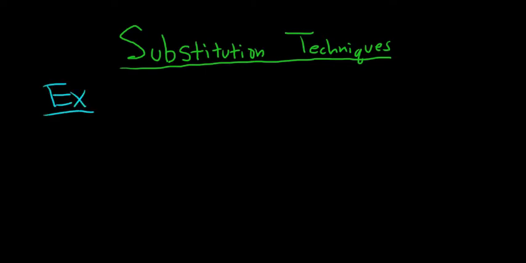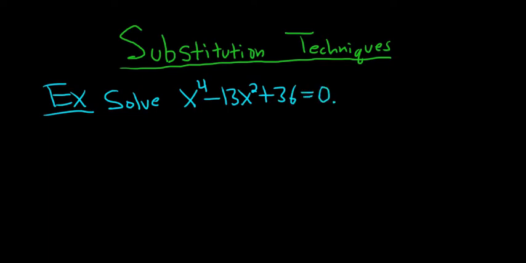So let's say that we have to solve the following equation: x to the fourth minus 13x squared plus 36 equals 0. First, I'm going to show you how to solve this really quickly without using a substitution technique. Then I'll show you the longer way with the substitution technique. You can solve it any way you like, obviously, so whenever it says use the substitution technique in the problem, you can always use this method, which I'm about to show you.